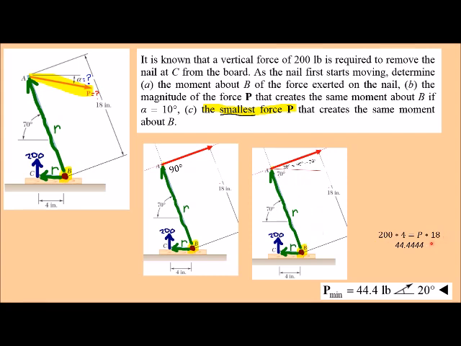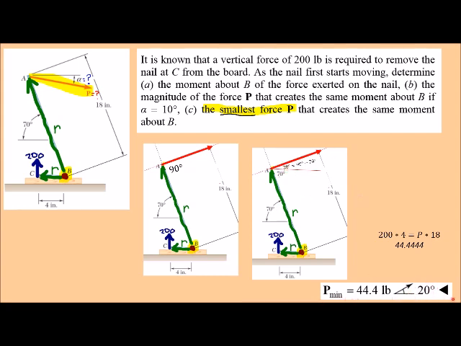So 18 inches long times that force, that is what you're pulling on the crowbar with, and that's going to have to create 4 inches times 200-pound force. So 4 times 200 on the left-hand side of B is going to have to be equal to P times 18 on this side. And we're looking at that 90-degree angle, so we have P as 44 pounds, and it's going to be at 20 degrees.